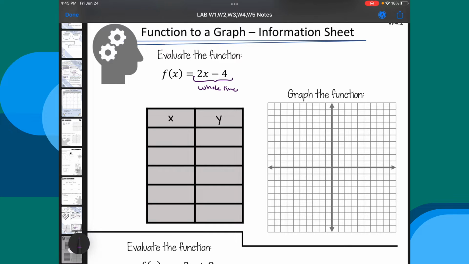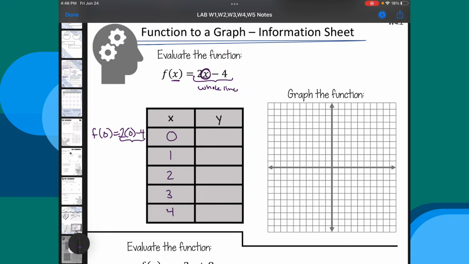So what we're going to do is pick some x values. I'm going to pick 0, 1, 2, 3, and 4. We're going to evaluate, which means to plug in for x. So f of 0, plug in 0 for x, equal sign. Then we have 2, again we have that x, so we're going to plug in 0, minus 4.